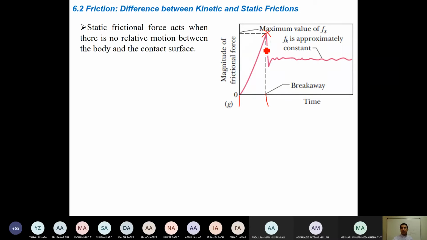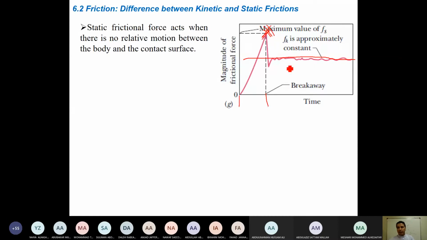Because initially you have more friction and the maximum static friction is reached. After that, you break the bonding between the two surfaces and the friction force accordingly drops down. So this is the kinetic friction. Look at this kinetic friction. It is almost a constant horizontal line, right? And the maximum static friction is here.